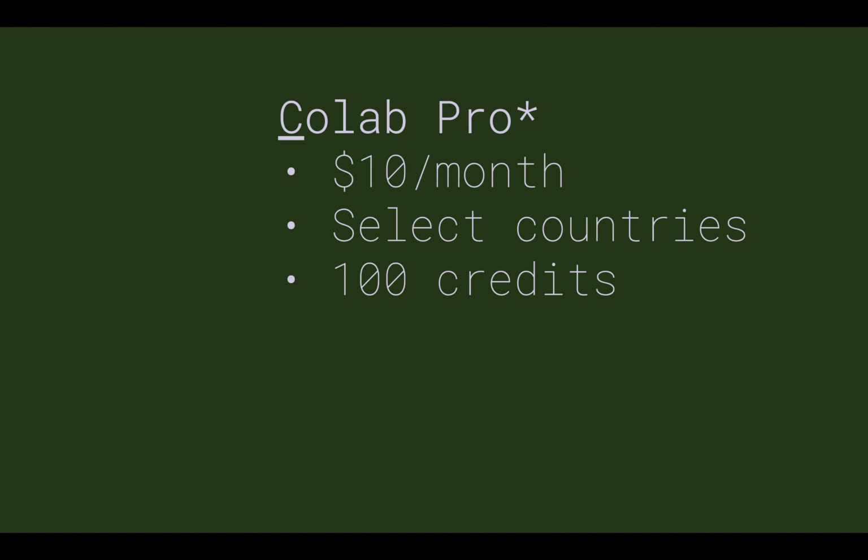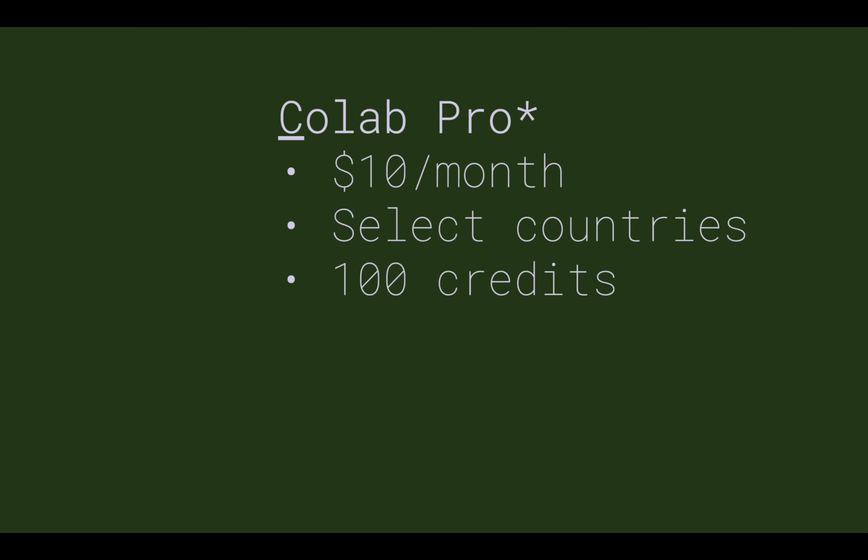Okay, so let's talk a little bit about what each of these plans are. There are two plans I'm going to recommend you purchase. One is Colab Pro. It is $10 a month, and it's available in probably most of the countries that we're talking about today. If you, for whatever reason, don't have access to it, let me know. There's usually ways to get around that. And with $10 a month, you get what's called 100 credits.